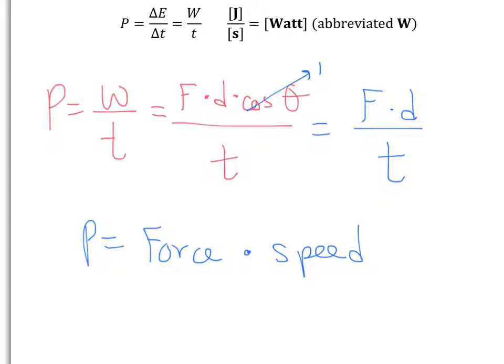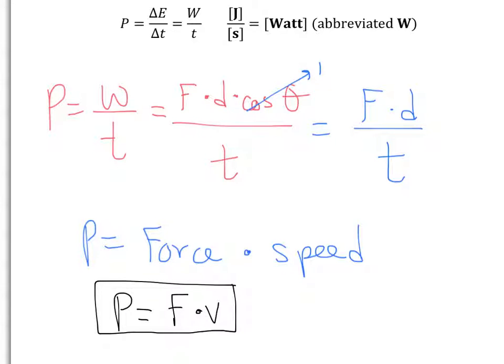If we're only moving in one direction, say to the right, we can use velocity instead of speed. So the formula you're going to see on your formula sheet for this is as follows. Okay, so either that one at the bottom or one of these two at the top.